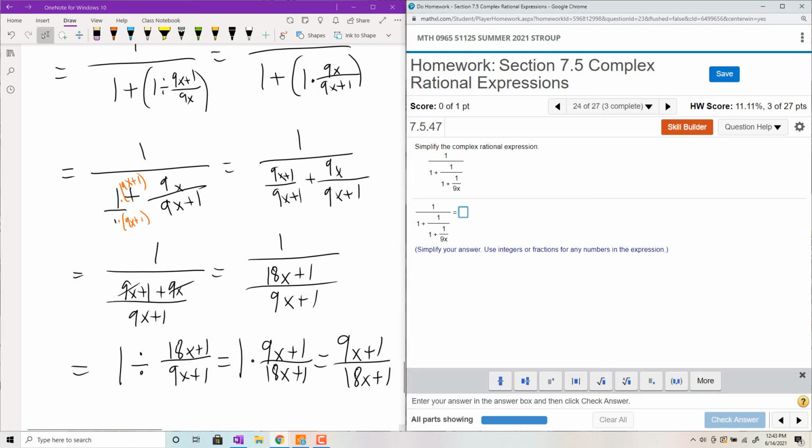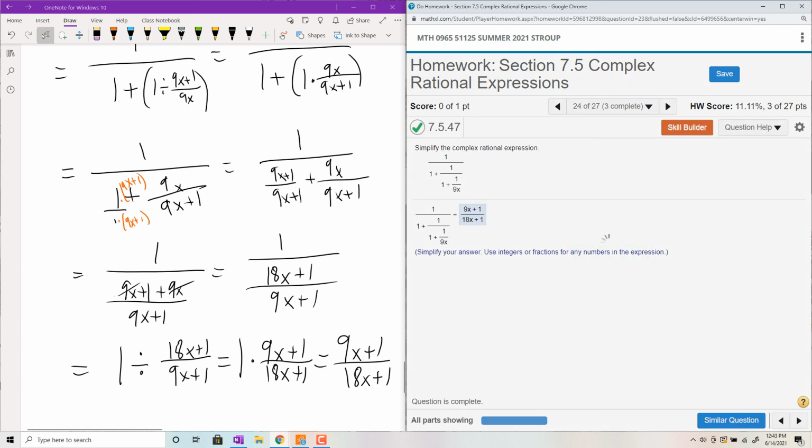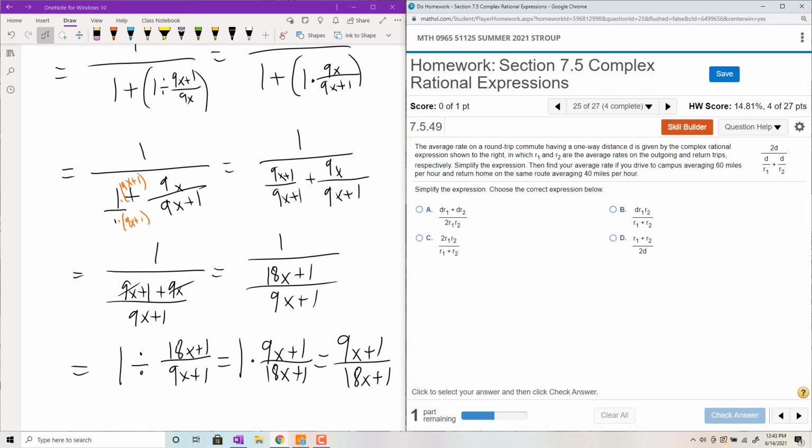Okay, so you kind of work your way up from the bottom for those. I'm not going to put one of those on the test. 9x plus 1 all over 18x plus 1. And let's see what else they got for us. Okay, so they have some applications here.